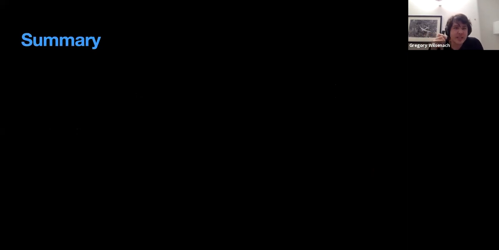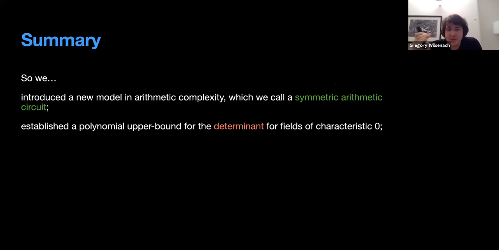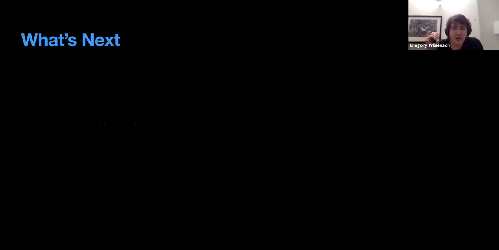So in summary, we introduced this notion of a symmetric arithmetic circuit in arithmetic complexity, and we established an upper bound for the determinant and proved an exponential lower bound for the permanent as well, which in some sense separated the two. I'll add a caveat in a moment. And there are all sorts of natural questions about what comes next.